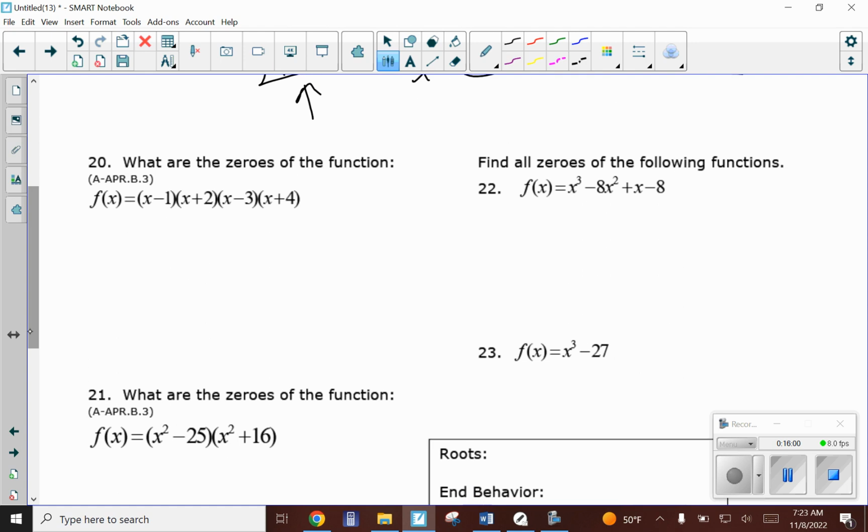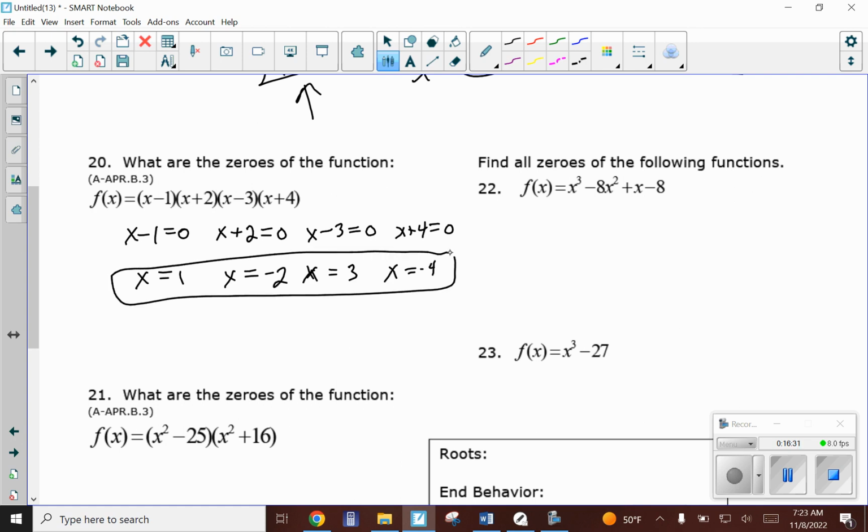Okay, this one says, what are the zeros of the function? Well, this one's nice because it's already been factored for us. So all we have to do is take each factor and set it equal to 0. So x minus 3 equals 0, and then x plus 4 equals 0. So I'm going to add the 1 to both sides. That gives me 1. This is going to subtract 2 to both sides. That's minus 2. That's going to add the 3 to both sides, so that's 3, and then subtract 4 to both sides, so that's minus 4.